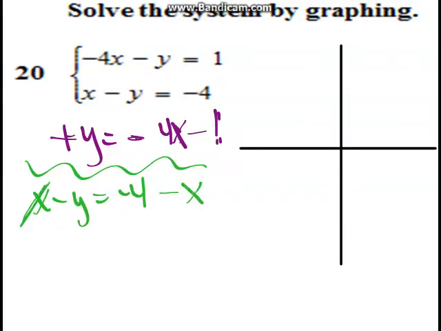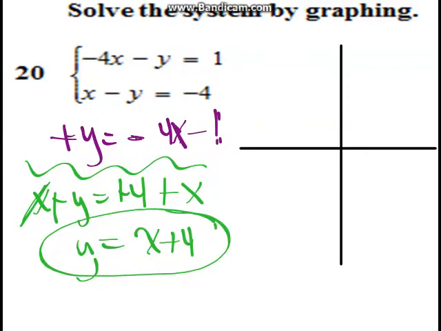Okay, and divide everything by a negative 1, and it's going to flip every sign. And let's put it in the proper form, y equals x plus 4. And so here are our two equations now that we're going to graph, in slope-intercept form.